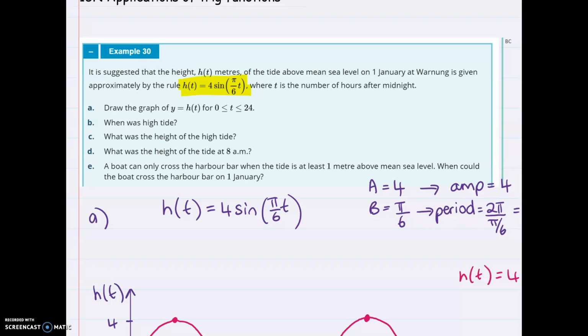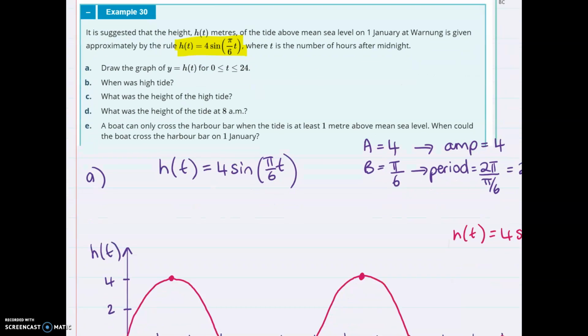Okay, and this is example 30 part E. So the bit about a boat can only cross the harbour bar when the tide is at least 1 metre above the mean sea level. So if it's 1 metre or higher, it can get through, but otherwise it's too shallow. When could the boat cross the harbour bar on 1st of January?